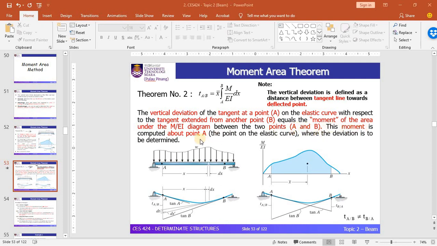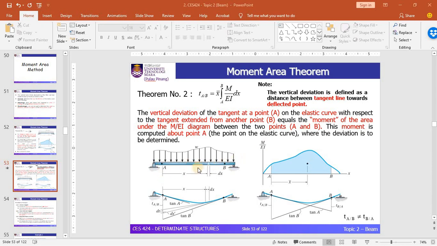So this moment is computed about point A, the point on the elastic curve where the deviation is to be determined. Okay, I guess most of you couldn't understand what this sentence explains. So we need to understand this sentence by looking at the diagram. Let's say we have the same situation as the first theorem. Basically, this is the diagram that we have seen in the first theorem.